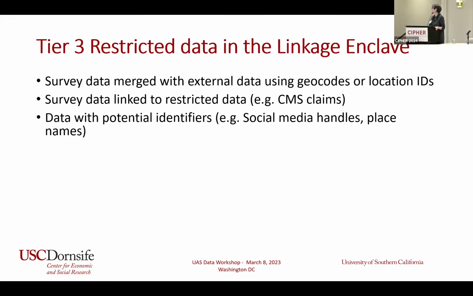And then finally, the tier 3 level data. This is data that has to be done in the enclave because you're working with geocodes, as has already been mentioned, which add location identifiers, or survey data linked to restricted data, such as the CMS data that we have for consenting participants right now. And then once again, data that may include inadvertent identifiers or actually outright identifiers such as social media handles, names of local schools, and things like that.